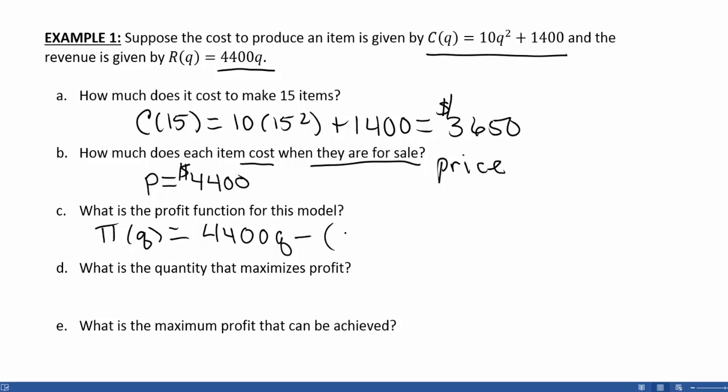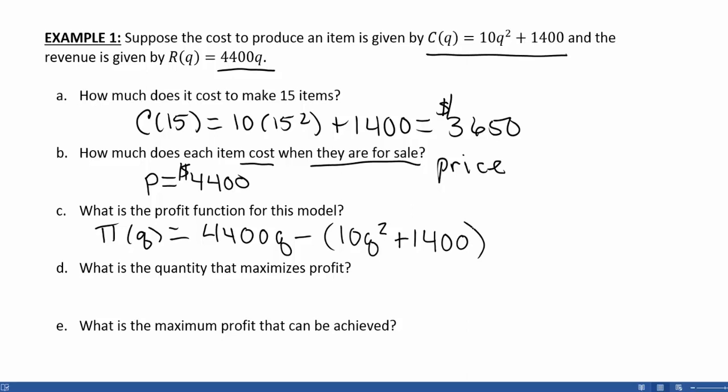So when I subtract it off, I'm going to use parentheses to make sure that my minus sign is distributed properly. So my revenue was 4,400Q minus cost, which is 10Q squared plus 1,400, and that gives me my profit function. Part D wants to know, what is the quantity that maximizes profit?